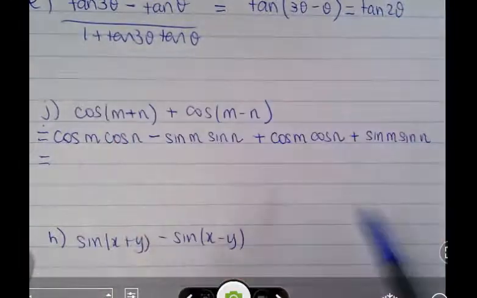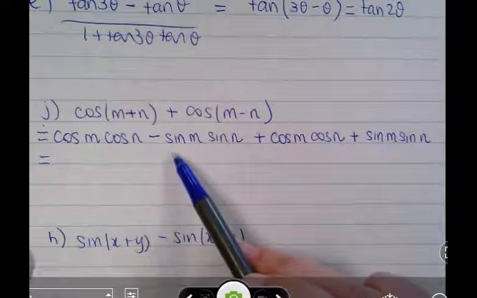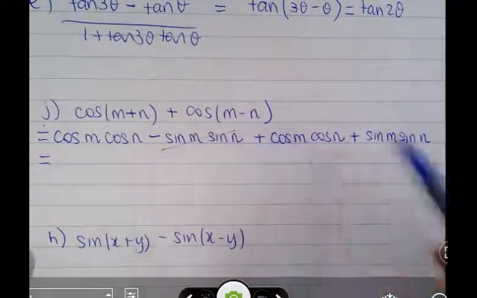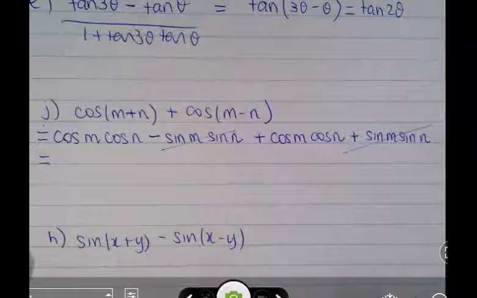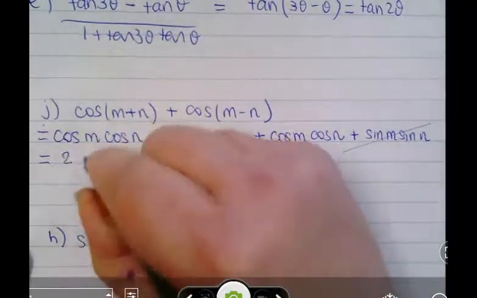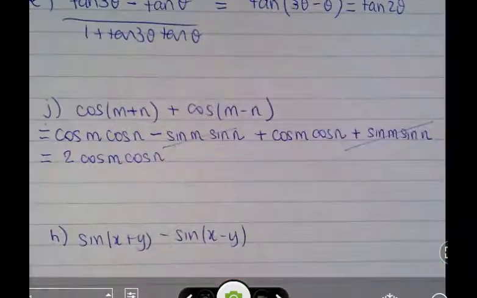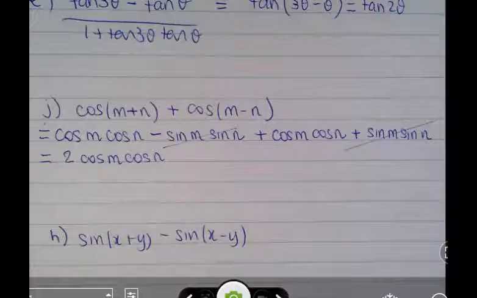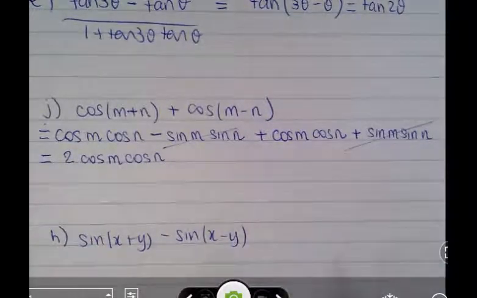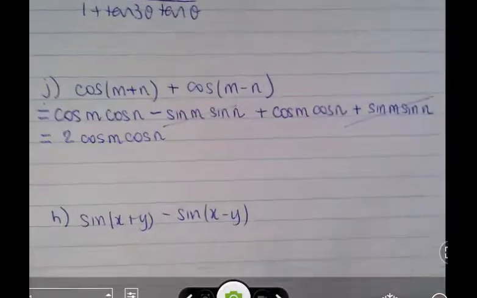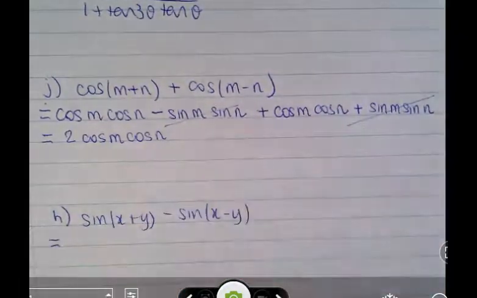So, wait a sec. Do we have two complete opposites? That and that cancel. So we've got 2 cos m cos n. M and n are just bad choices there. Okay, and you have to do the same thing with the last one, but be careful because you've got a minus in between. So, are we good?